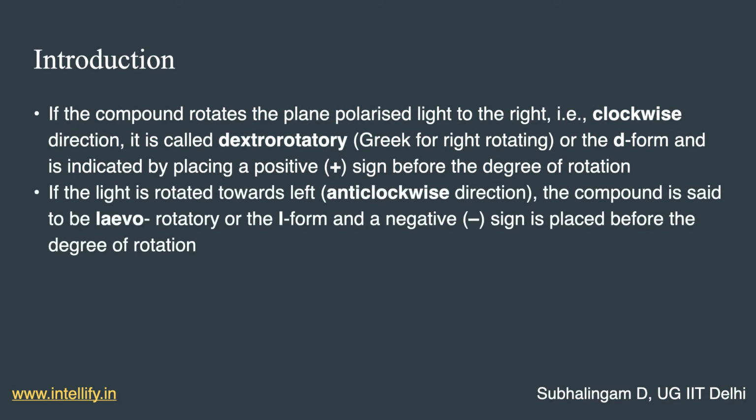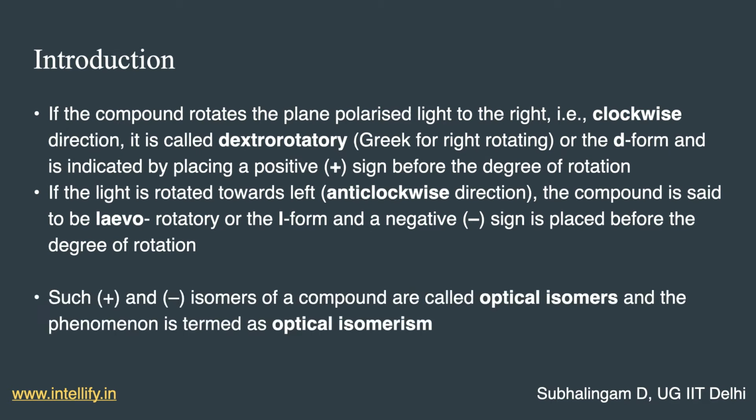If the light is rotated towards the left, which is the anti-clockwise direction, the compound is said to be levorotatory or the l form, and a negative sign is placed before the degree of rotation, for example minus 5. Note that d and l are in small letters. The capital D and capital L mean something different, which we will not look at now. So we use small d and small l for dextrorotatory and levorotatory, and plus and minus signs respectively. Such plus and minus isomers of a compound are called optical isomers, and the phenomenon is termed optical isomerism.